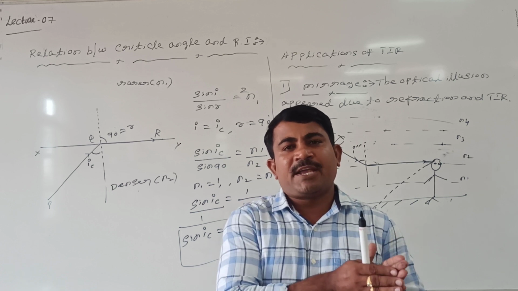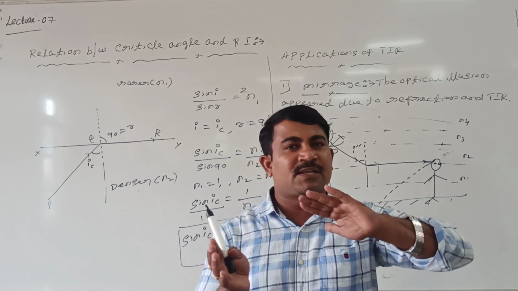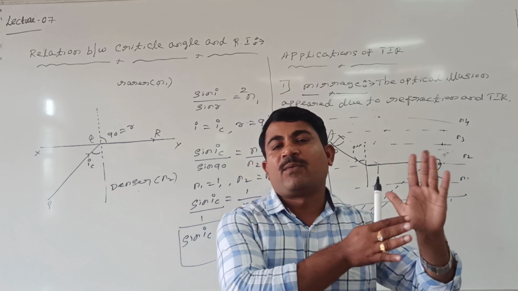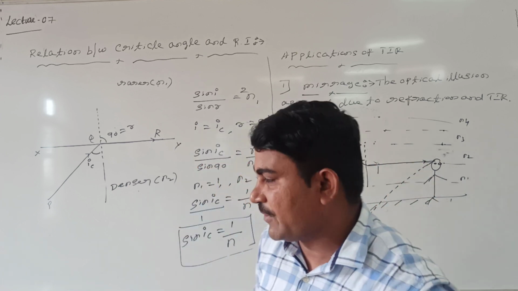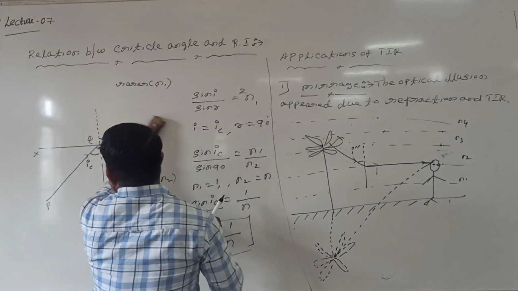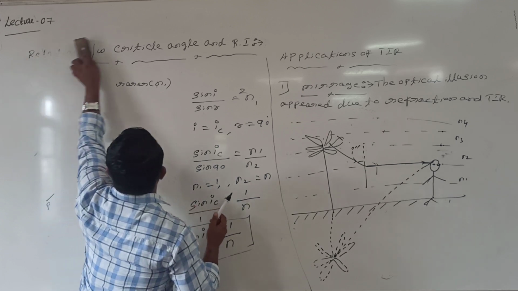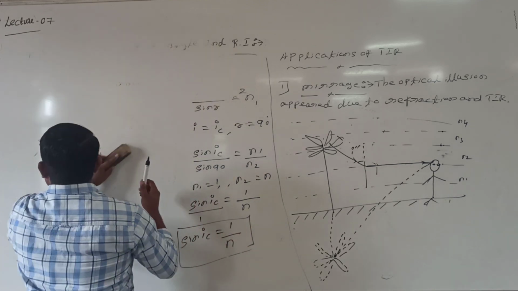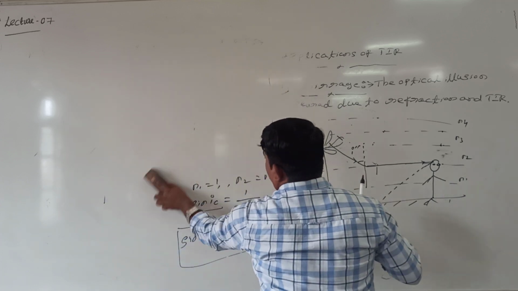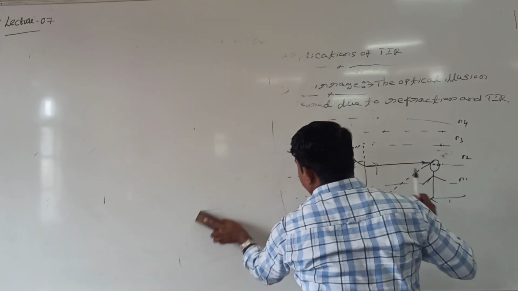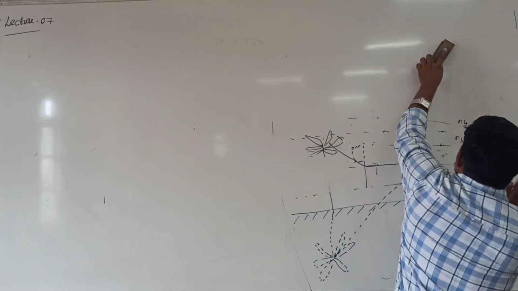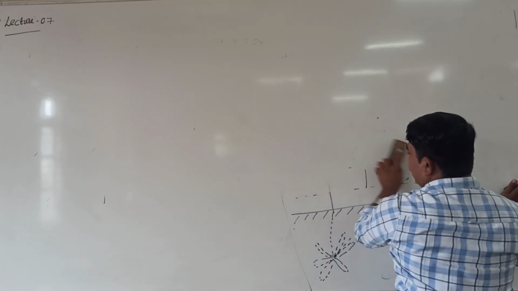After the mirage, one more application is optical fiber. How optical fiber works and what the uses of optical fibers are, we'll see now. One of the applications of total internal reflection is optical fiber. Look at it. Now we will discuss what optical fiber is and how it works. In a simple way, I am going to explain that.